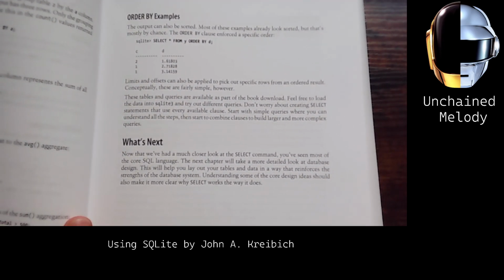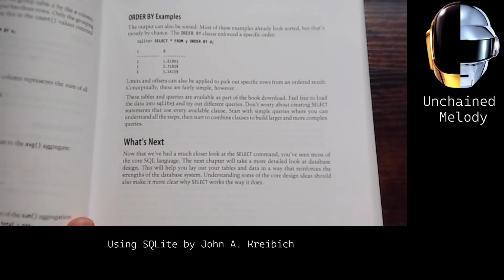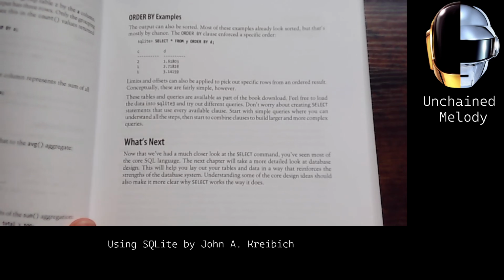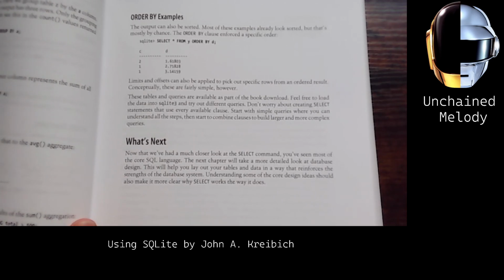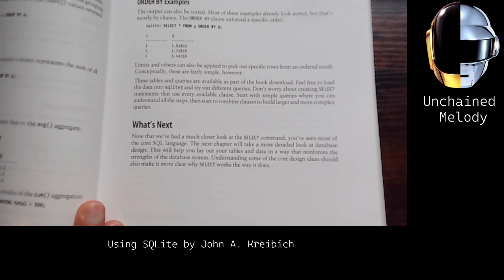Order by examples. The output can also be sorted. Most of these examples already look sorted, but that's mostly by chance. The order by clause enforces a specific order. Select star from Y order by D. Limits and offsets can also be applied to pick out specific rows from an ordered result. Conceptually, these are fairly simple.